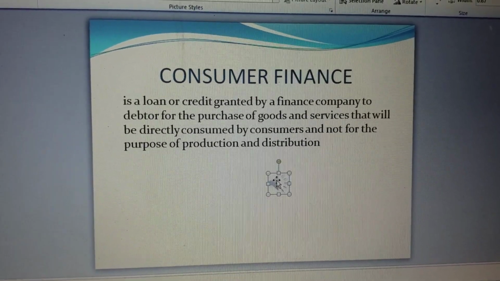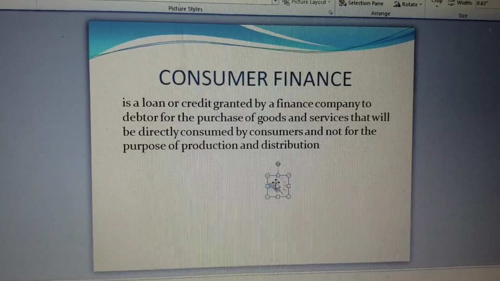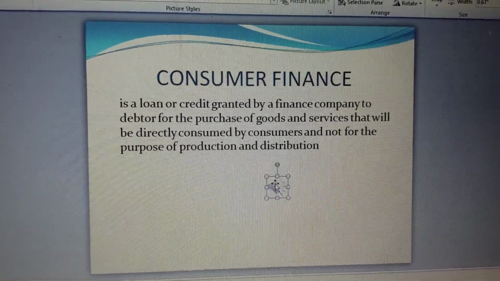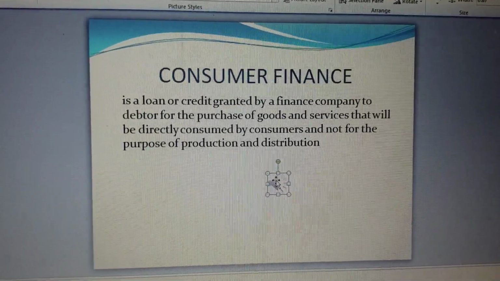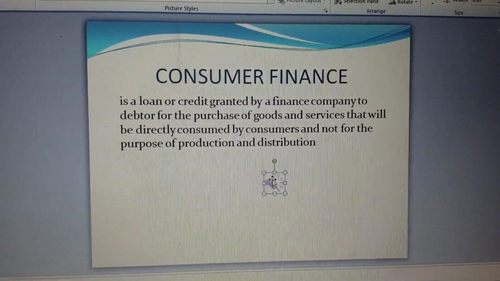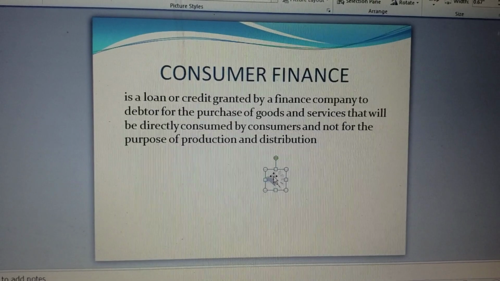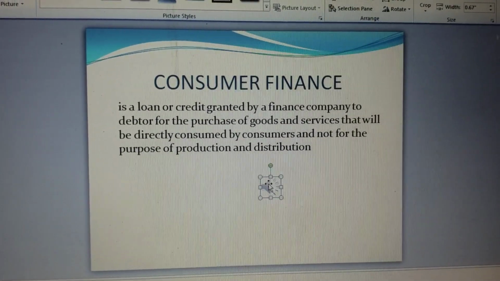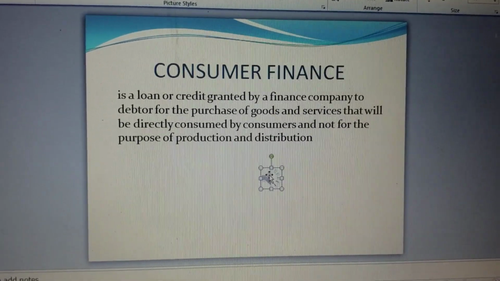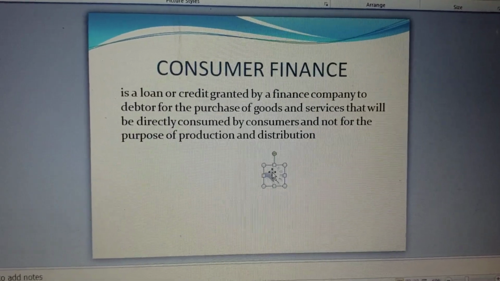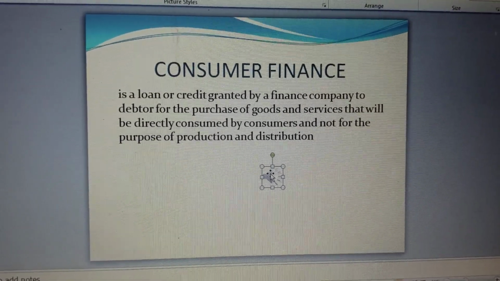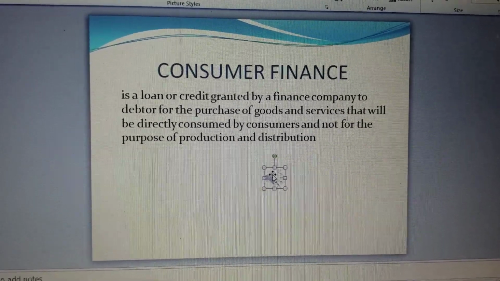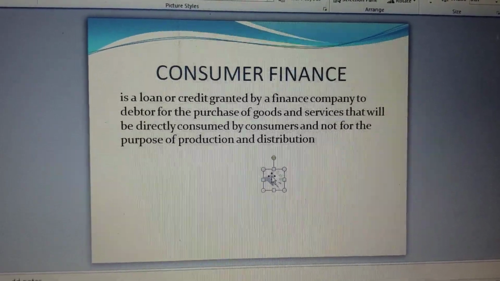Thus, the financing here is for consumption. Compared to leasing, leasing is focused on doing business, so the fundraise is for doing business. Meanwhile, in consumer finance, the object or the capital or the money given by the financing company would be used for personal consumption.